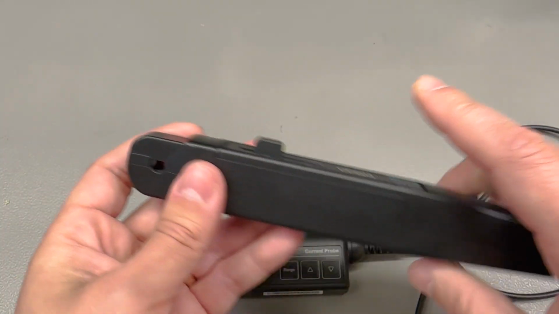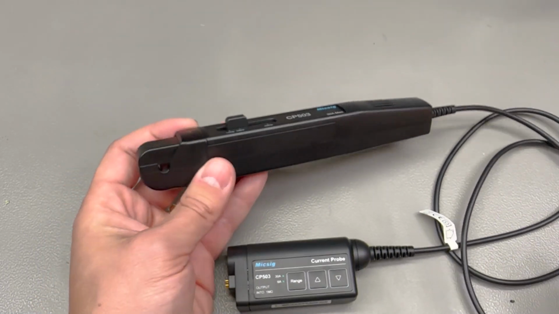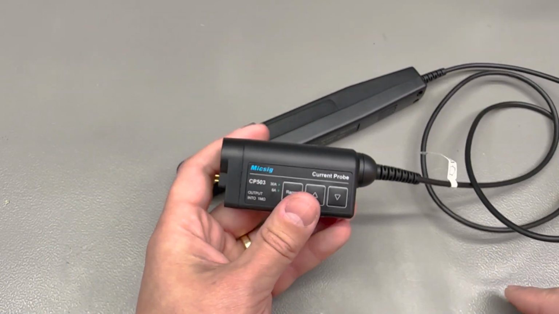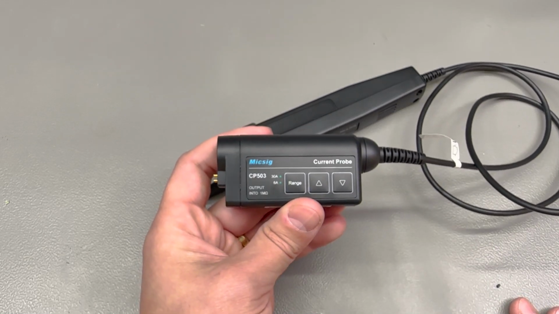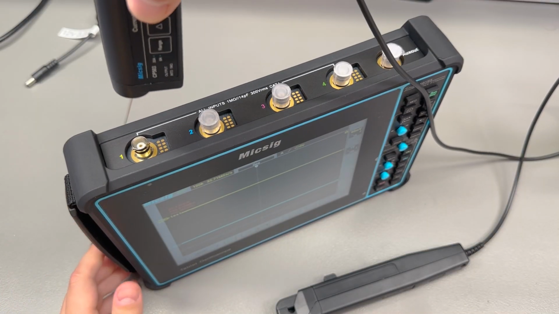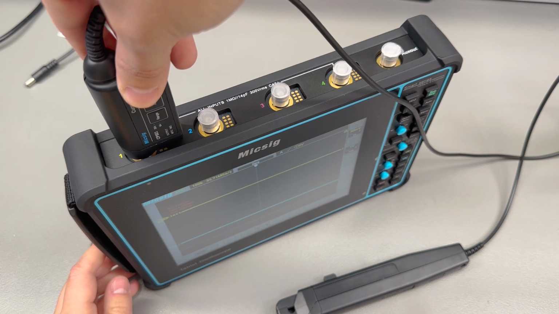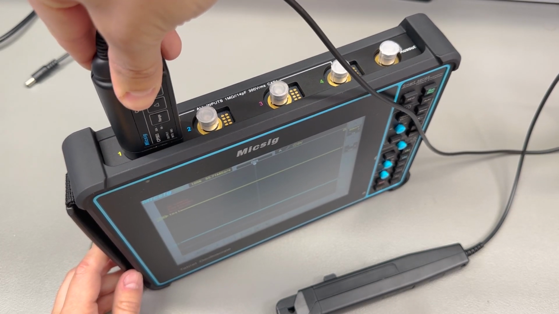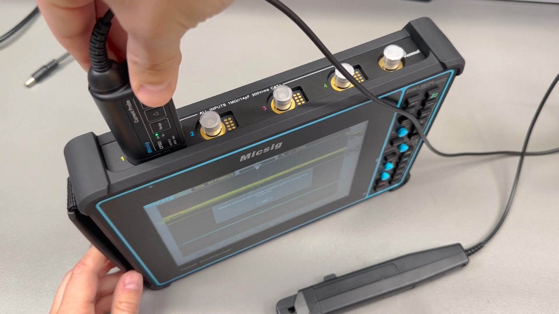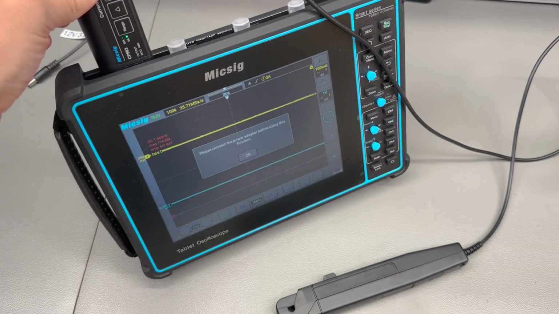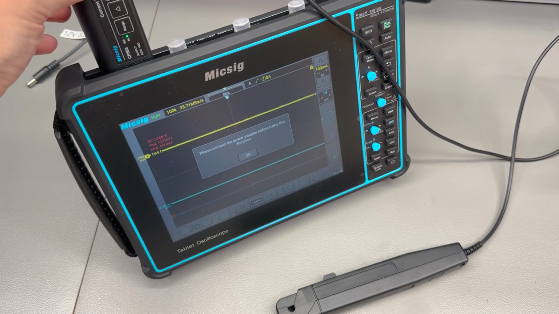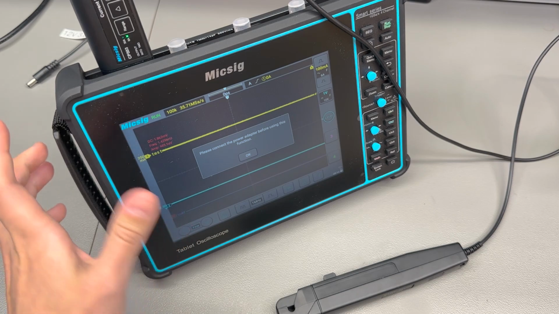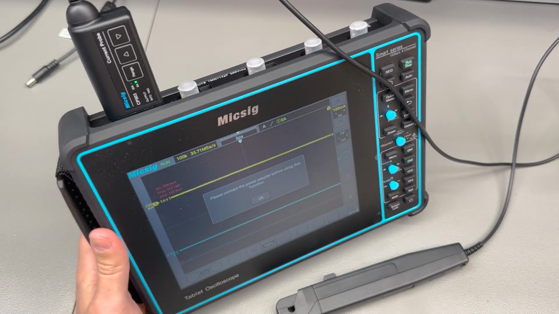So when you compare it to the previous model, this newer one in terms of specs is better in pretty much every way. When connecting the probe to the oscilloscope, there is no particular locking mechanism other than some magnets which make it snap together and the actual friction of the connectors, but it does seem to stay in there pretty tightly.